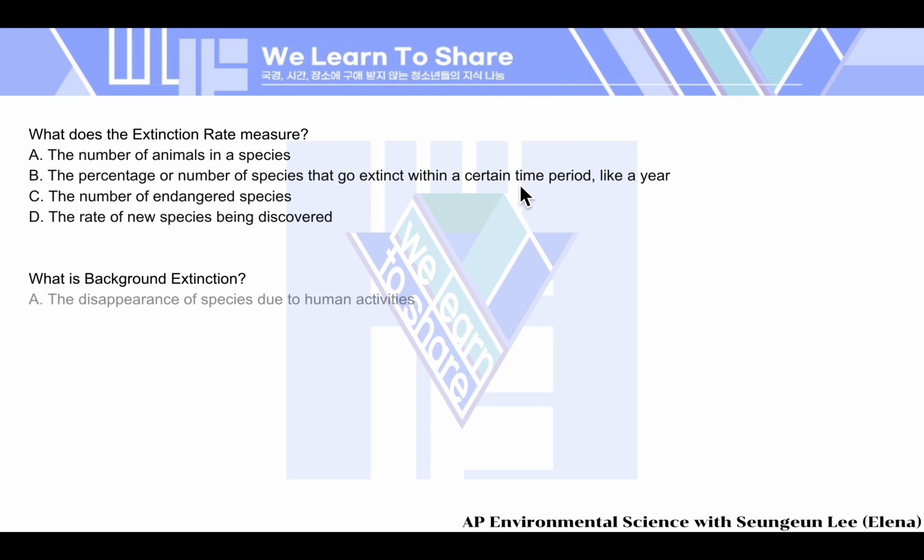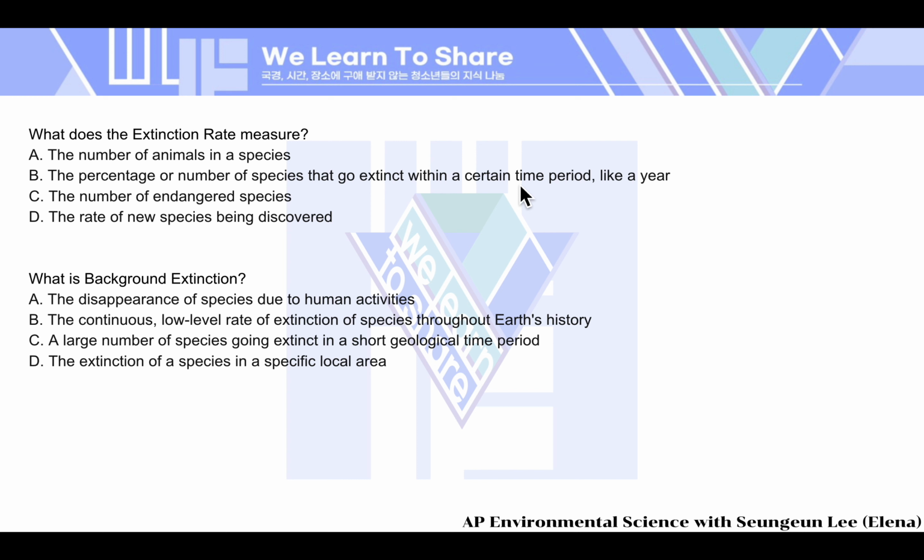And also, what is background extinction? The answer is B, the continuous low-level rate of extinctions of species throughout Earth history. It's a natural process that occurs at a relatively steady, though low, rate over geological time. A would be the premature extinction, a large number going extinct in a short geological time period. This would be mass extinction, and D would be local extinction.